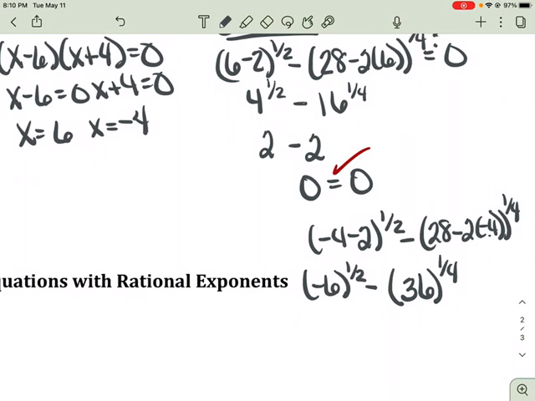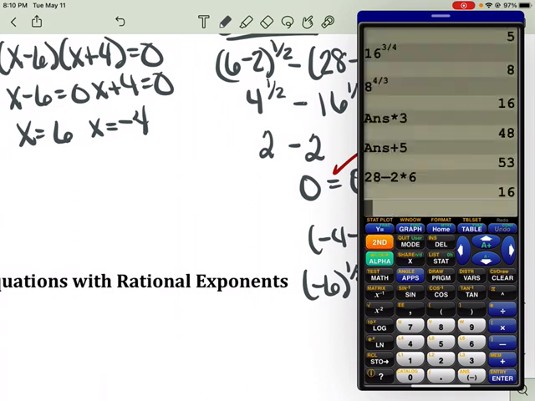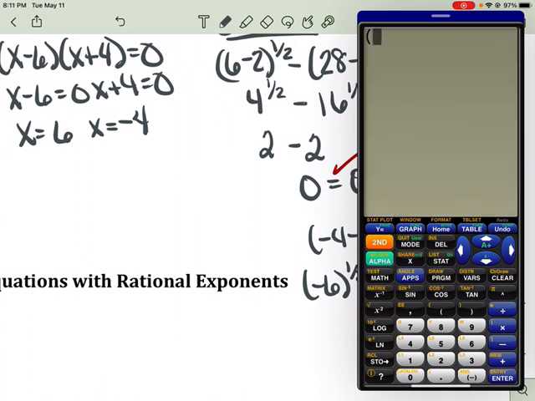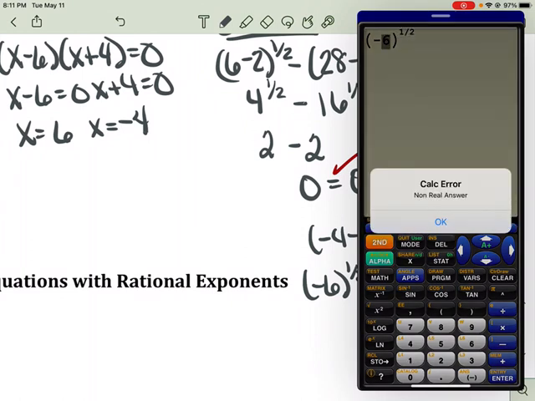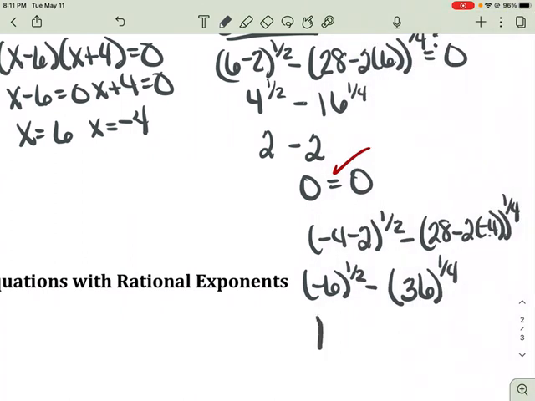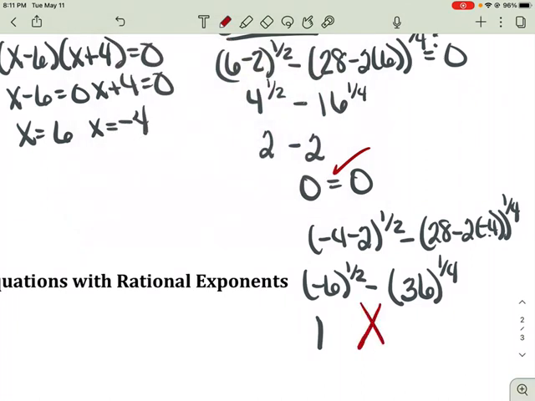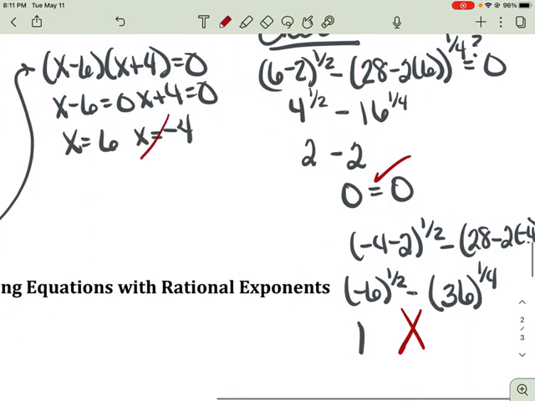Okay, so I want to know is that 0. So -6 to the 1/2. I have a feeling what the answer is, no. Yep, see, look, it gives me an error. Okay, this doesn't work. Okay, so that's not going to work. Okay, so check your calculator, make sure.